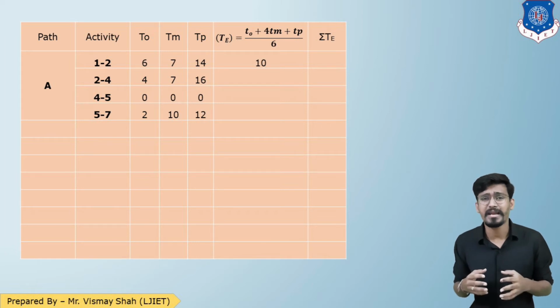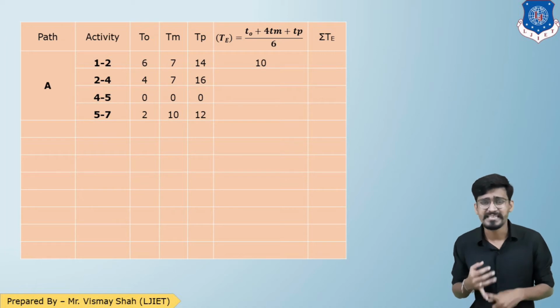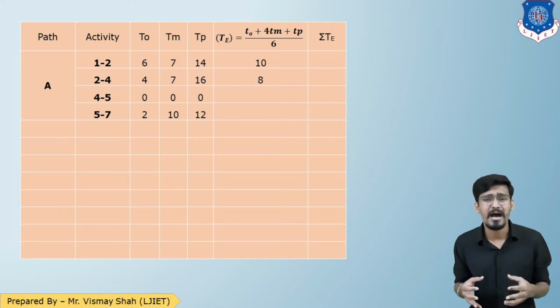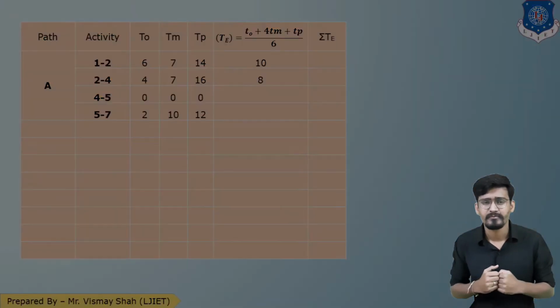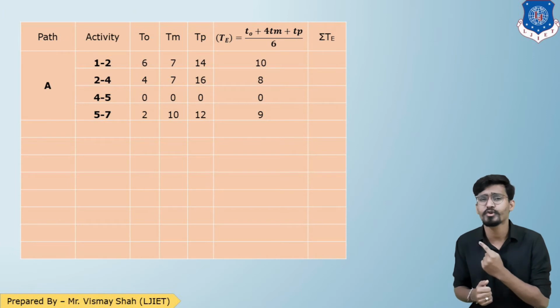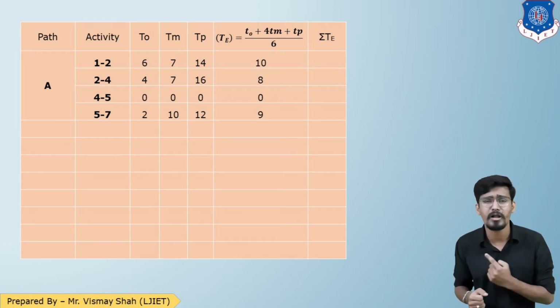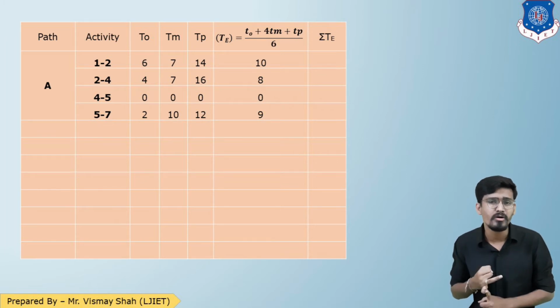Similarly for activity 2-4, TO, TM, TP is 4, 7, 16. So TE will be 8. So that is how we need to calculate TE for all the activities of path A. Let us see that. So here is the individual TE for all the activities of path A: 10, 8, 0, 9.